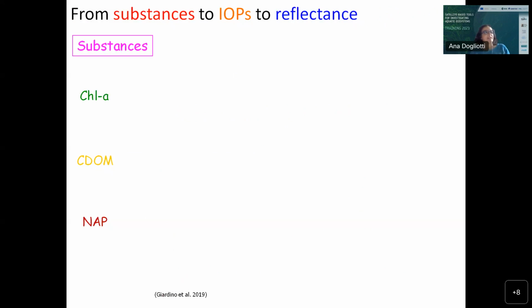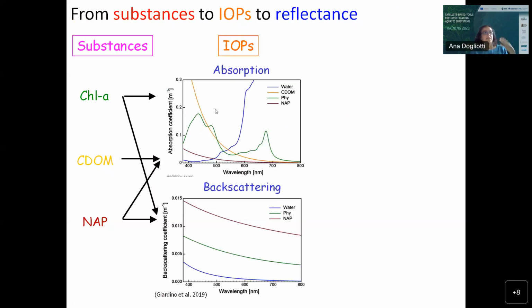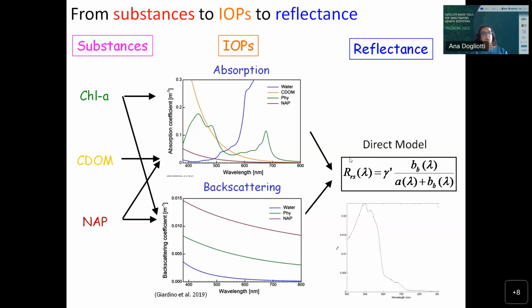So basically, how do we go from these substances to IOPs to reflectance, what is the relation? I mentioned that we can separate the substances into groups, like chlorophyll, CDOM, and non-algal particles. They have their own absorption and backscattering signature shapes. And following what we call a direct model, we can get to what the reflectance of this water would be, considering all the substances present in the water.